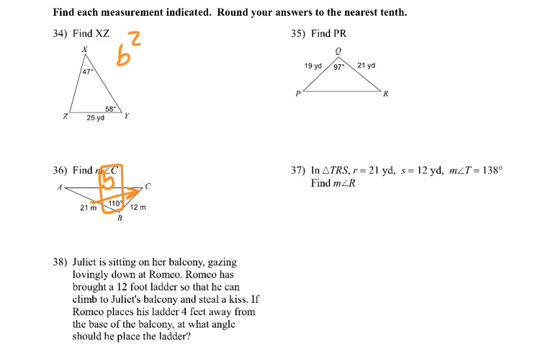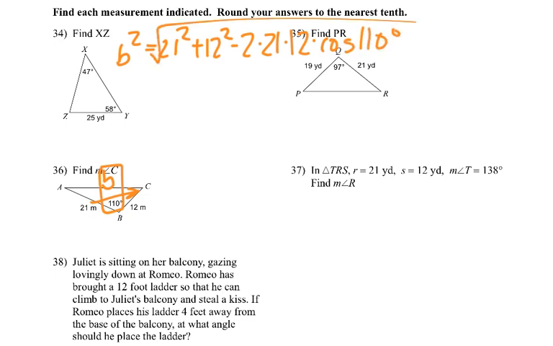So I start out: b squared equals 21 squared plus 12 squared minus 2 times 21 times 12 times the cosine of 110 degrees. Okay, take the square root of all that, type it into my calculator, and we get 27.5205. And I'm going to leave it at that till the very end.